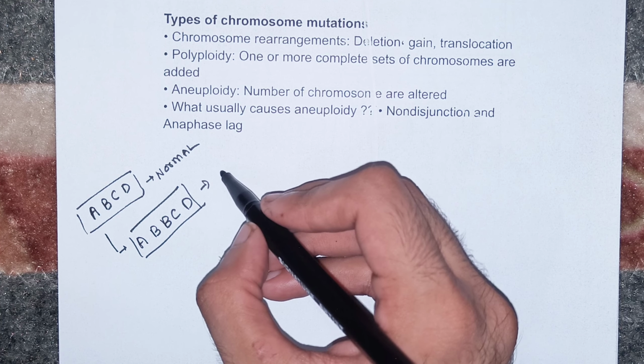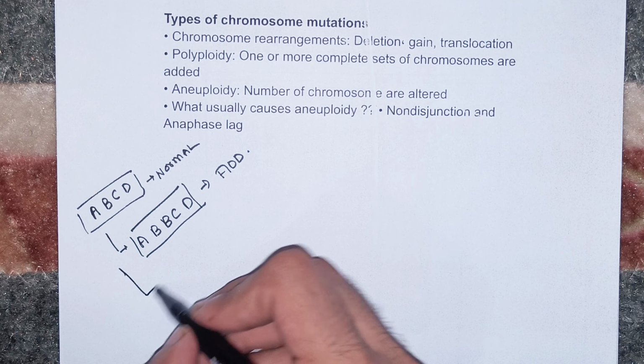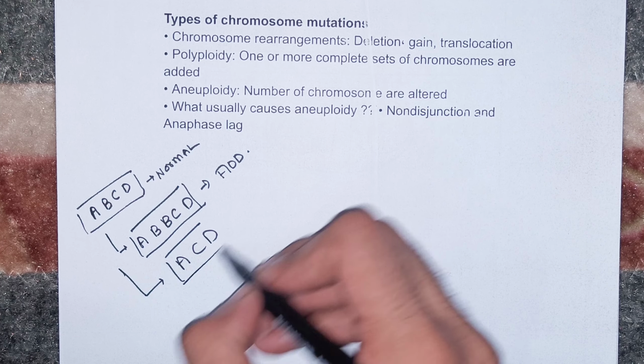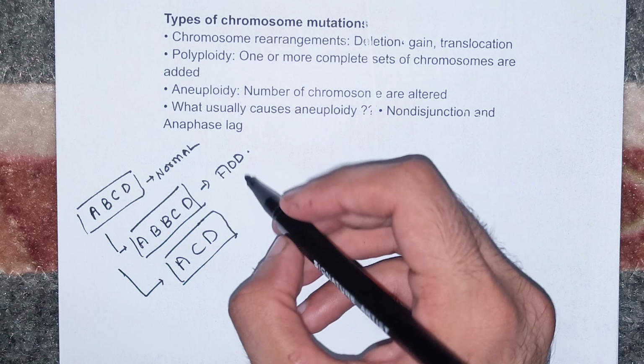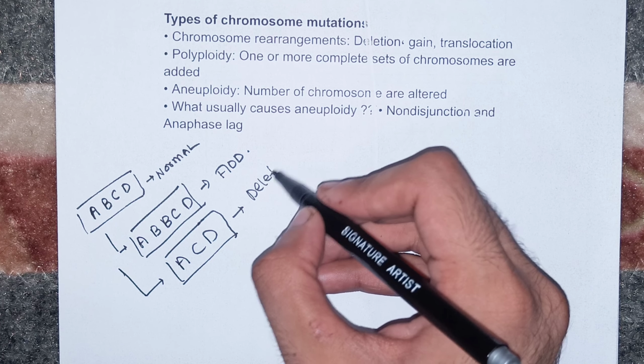This is obviously not normal. This is addition, that is gain. Or if it becomes like this, A, C, D, what is this, beta? There is a change of only one nucleotide, not a complete chromosome. This is deletion for sure.